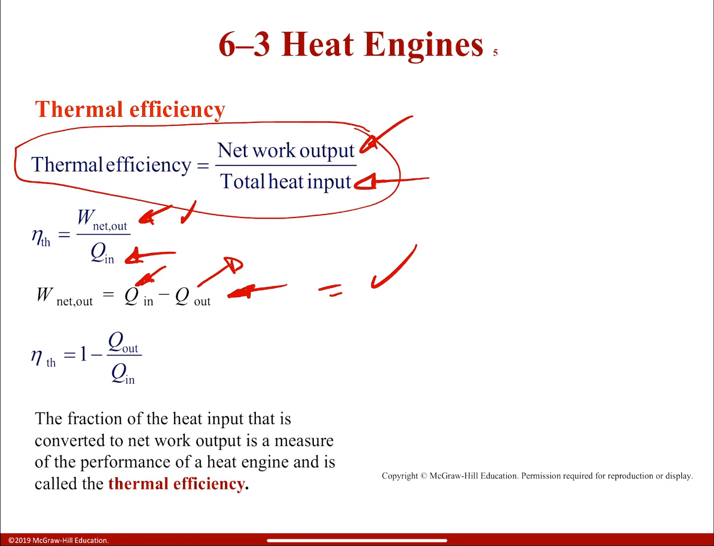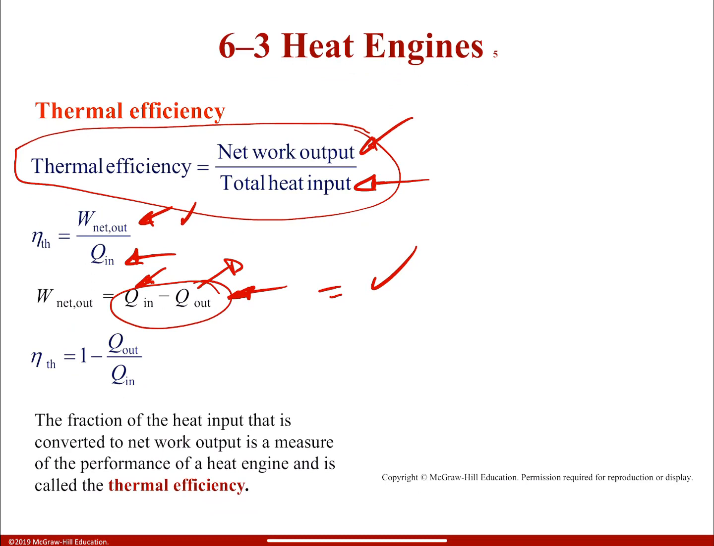There is another way. If I plug this into this, you get this equation: 1 minus Q out over Q in. The fraction of the heat input that is converted to net work output is a measure of the performance of the heat engine and is called thermal efficiency. Like I told you before when you were calculating mechanical efficiency, if you have a machine that is supposed to produce something, you bought the machine because it was supposed to produce 300 kilojoules, but in reality it produces 200 kilojoules.